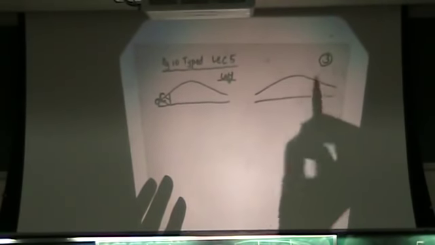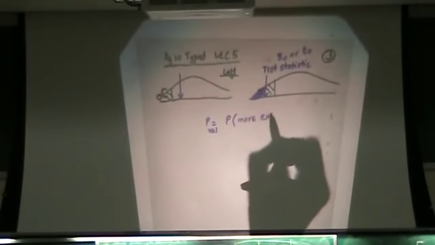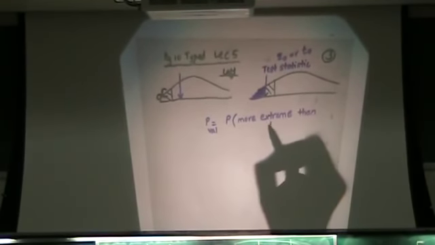Two things can happen on a left-sided test. There are only two options, right? Either you end up in the rejection region, like this, with your test statistic, which is Z naught or T naught, or you don't end up in the rejection region. Look at what the p-value is, guys. The p-value is the probability of being more extreme than the test statistic. That's the definition of p-value.